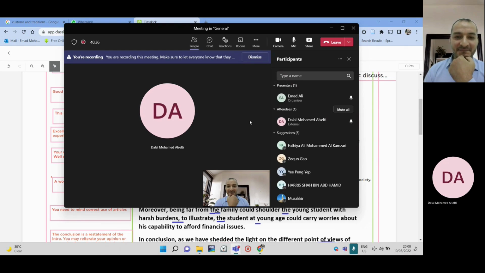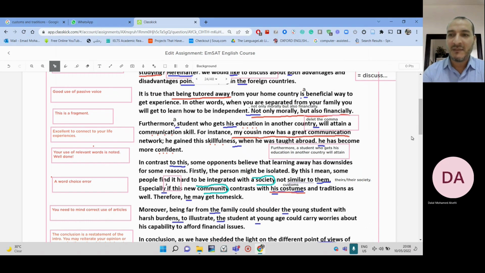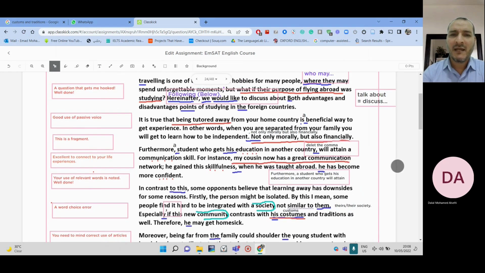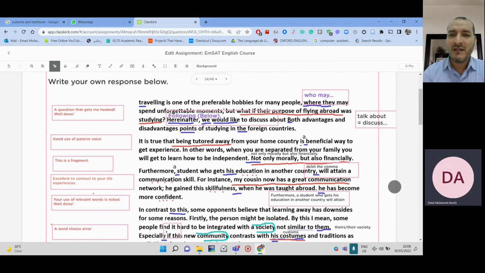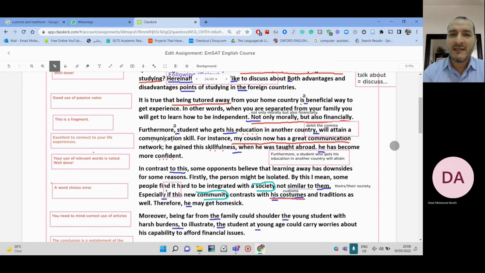How to fix this? For example, what you see here, you say, when you are separated from your home. I like this pronoun, the second person point of view. You're talking to the reader. You engage the reader in your writing. You say, when you are separated from your family, you make your reader, the marker, sympathize with you. You share the same feeling.